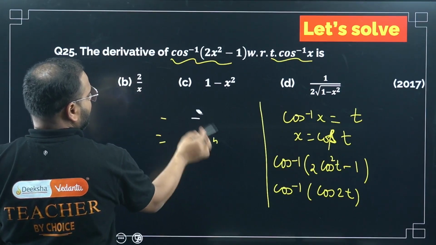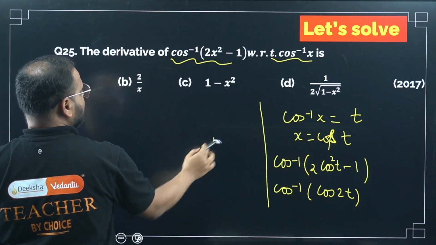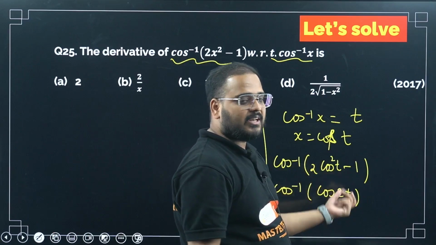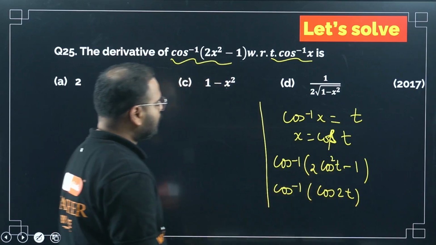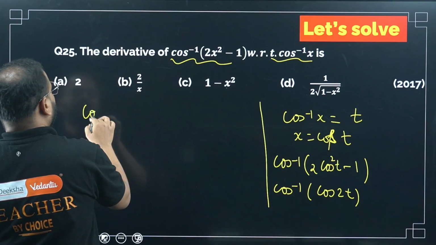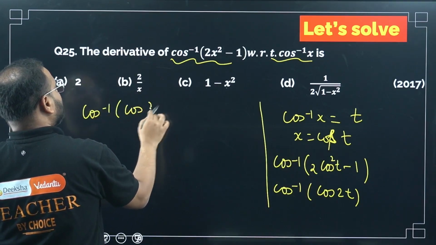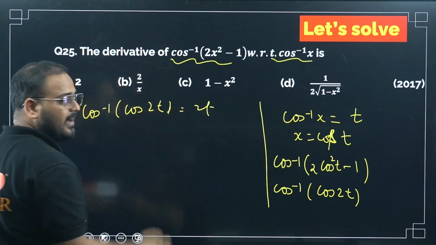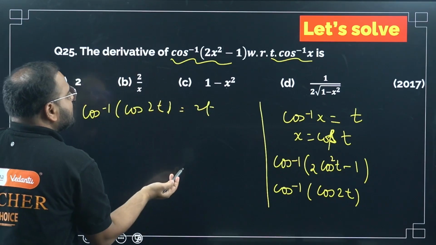I hope you understand this from this formula I'm using. 2 cos square t minus 1 is cos 2t. What is this going to be? Cos inverse of cos 2t is going to be what, bacha? Cos inverse of cos 2t will be simply 2t, right? Now they're asking us to differentiate what?